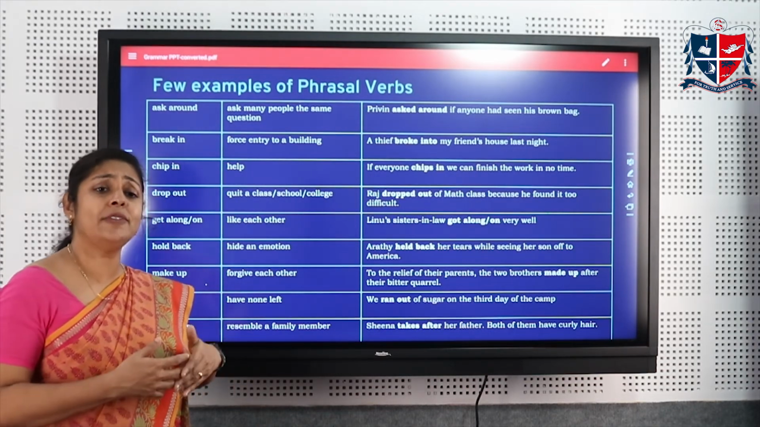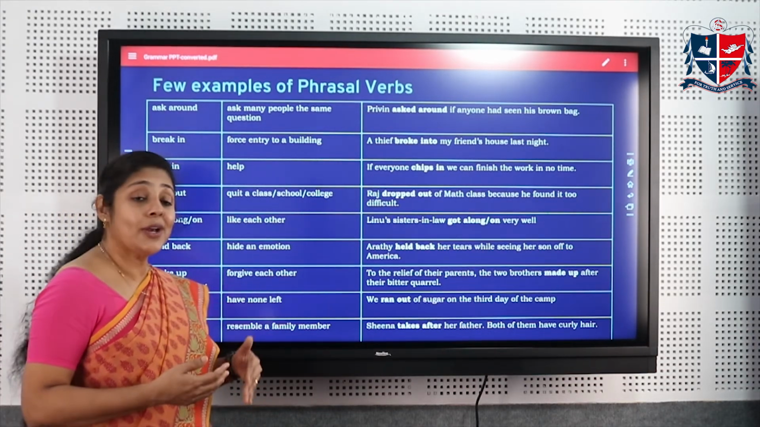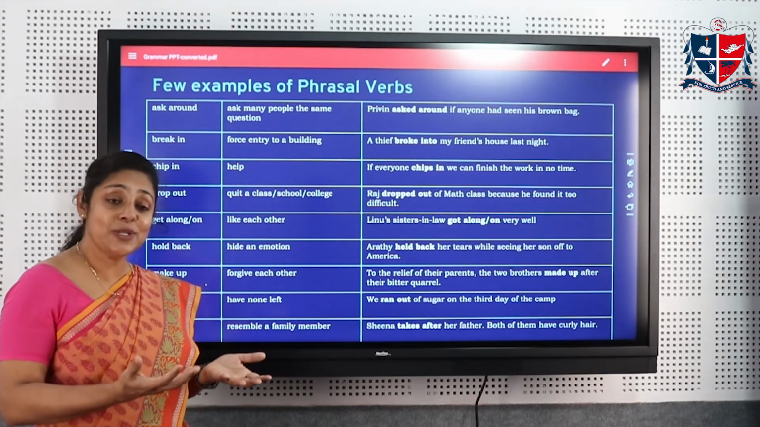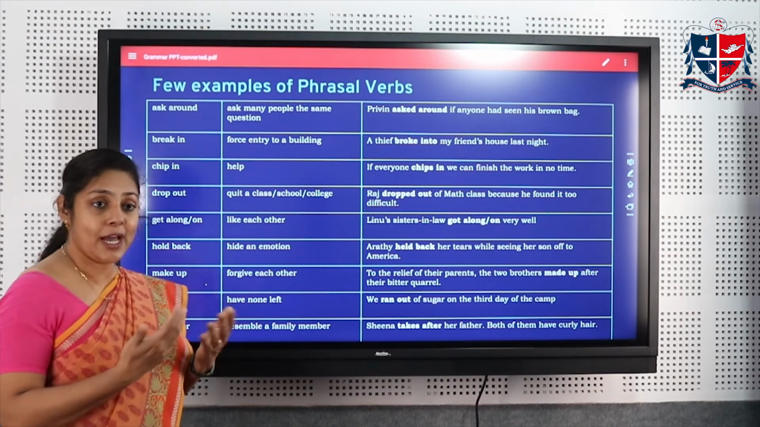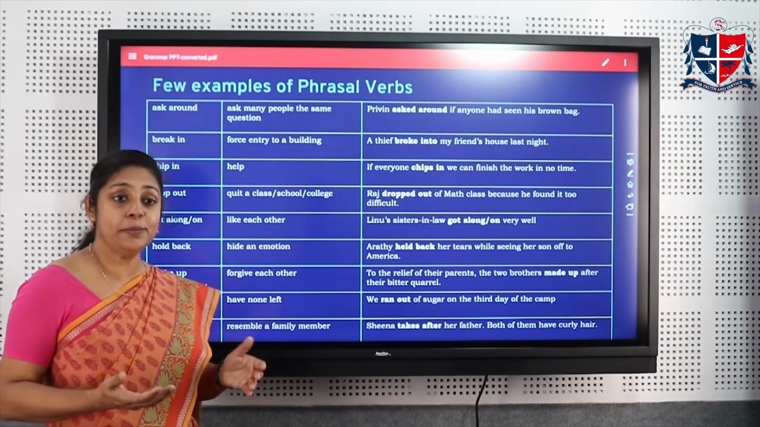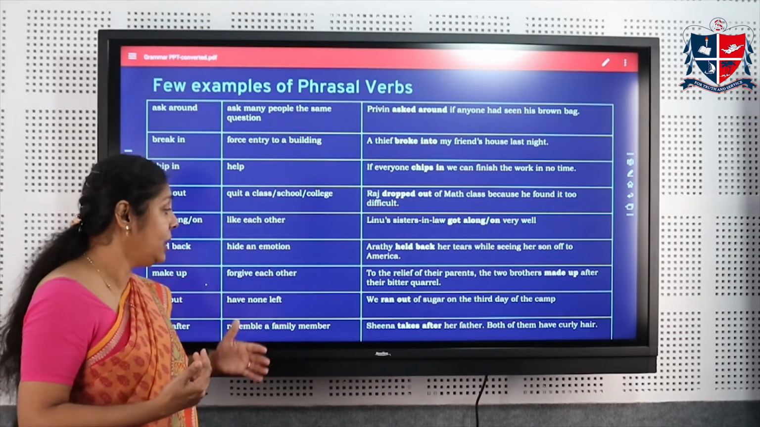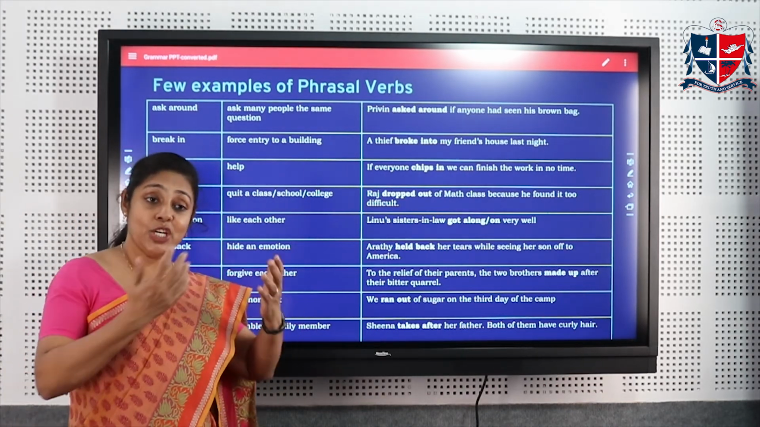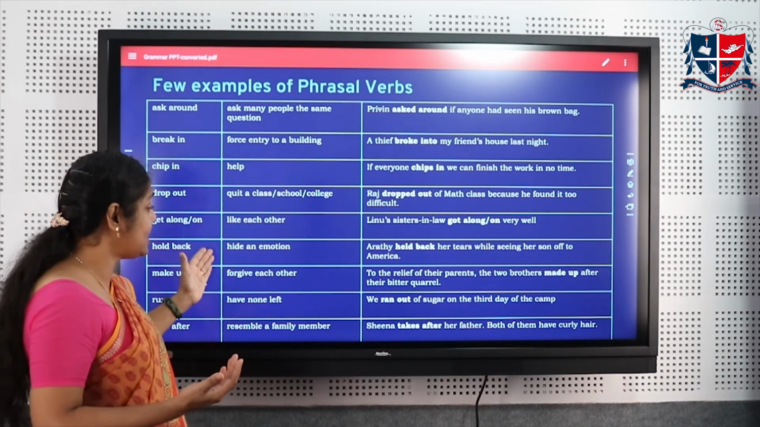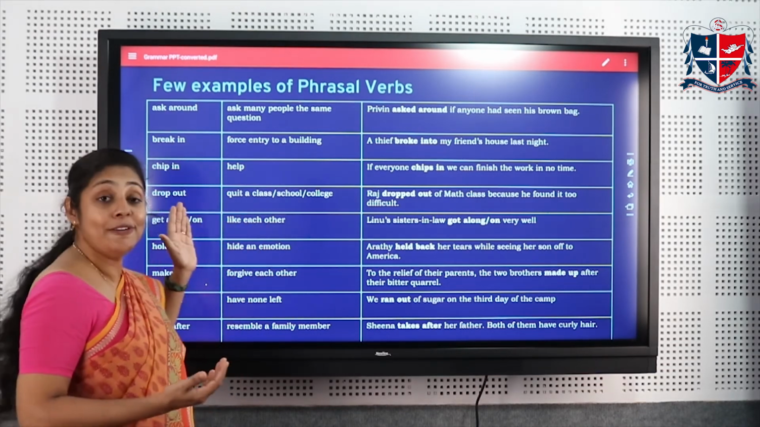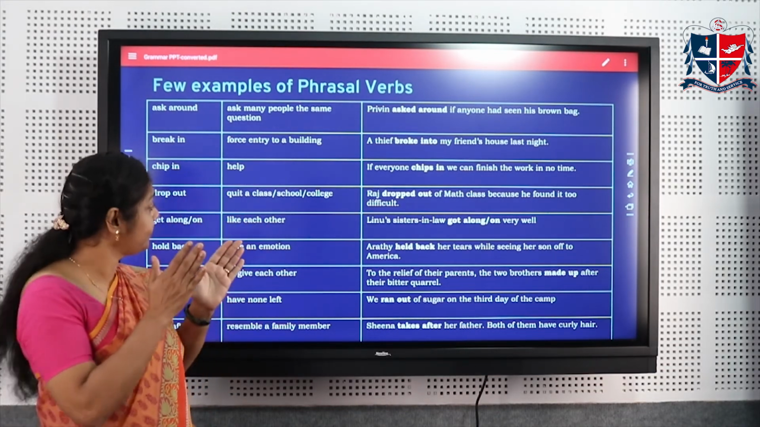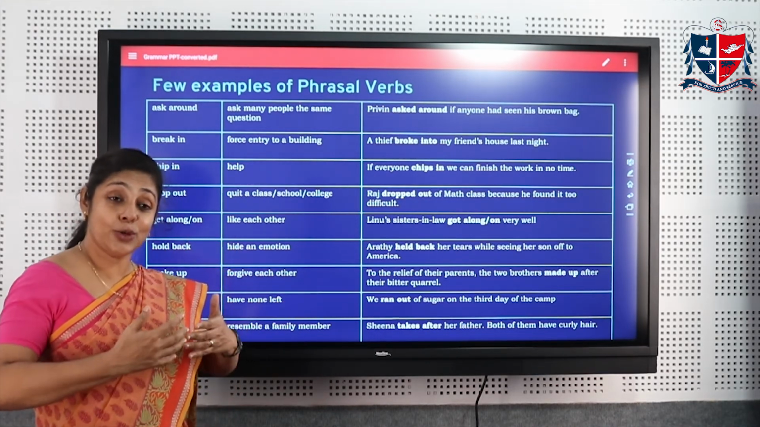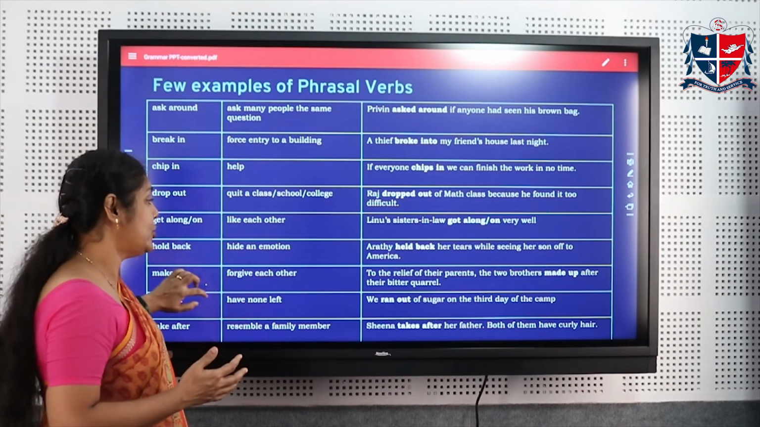Run out means having nothing left. So we ran out of sugar on the final day of the camp. That means the sugar that was there got over. So run out is having nothing left. Take after means resembling a family member. Sheena takes after her father. Both of them have curly hair. Sheena resembles her father. So this is what you mean by phrasal verbs, the combination of a verb and a particle, and the meaning that is conveyed is quite different from the meaning of the original words, right?